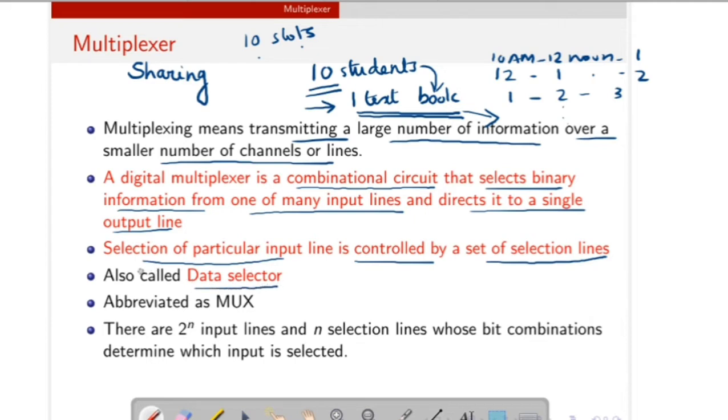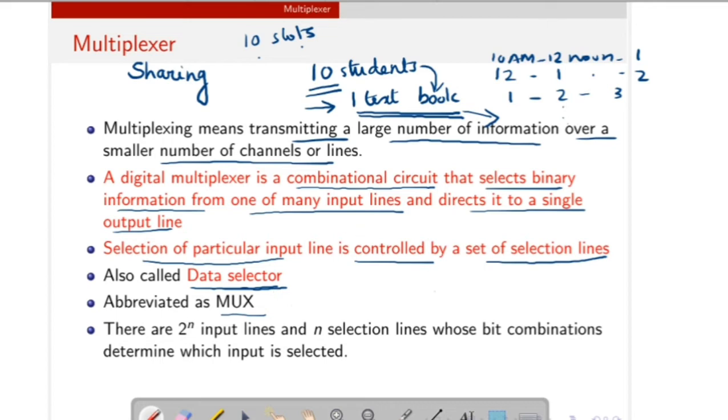So it is also called a data selector. That means there is a number of data at the input and the selection line selects one of the data from the input and directs it to the output. So it is called a data selector. And multiplexer is also abbreviated as MUX.